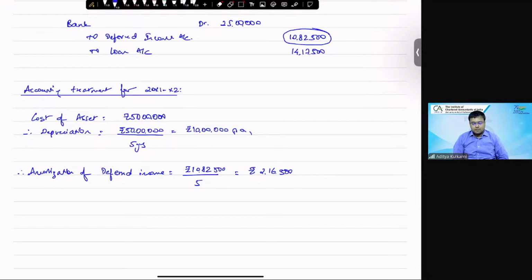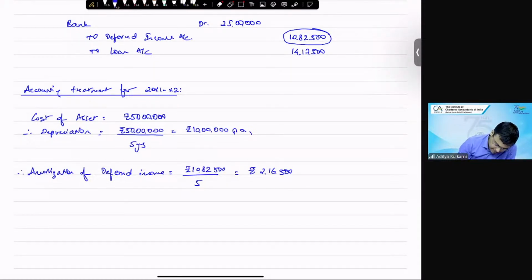Yes. One more thing is left. What is that? Can anybody tell me? Loan amortization. Yes, loan amortization. You will not pay anything, but the finance cost accrual has to be calculated.